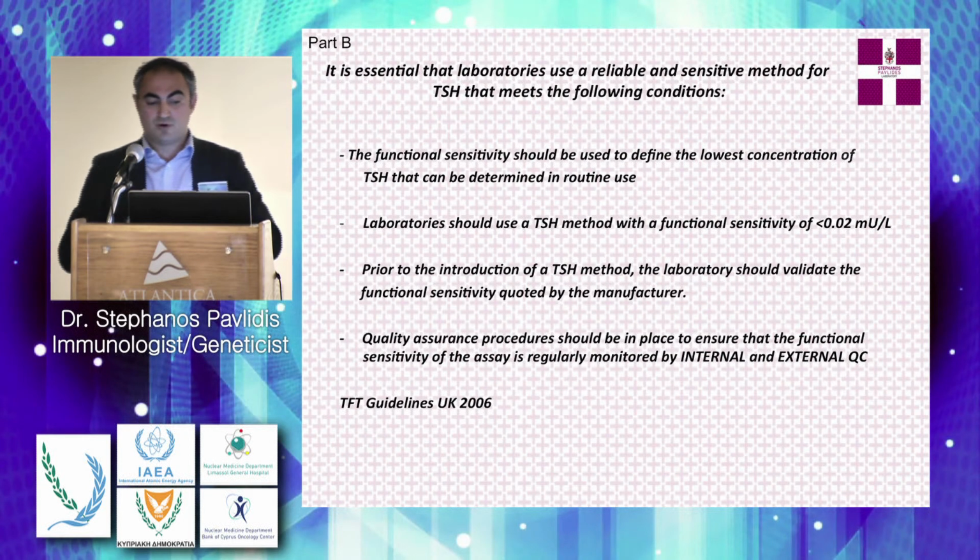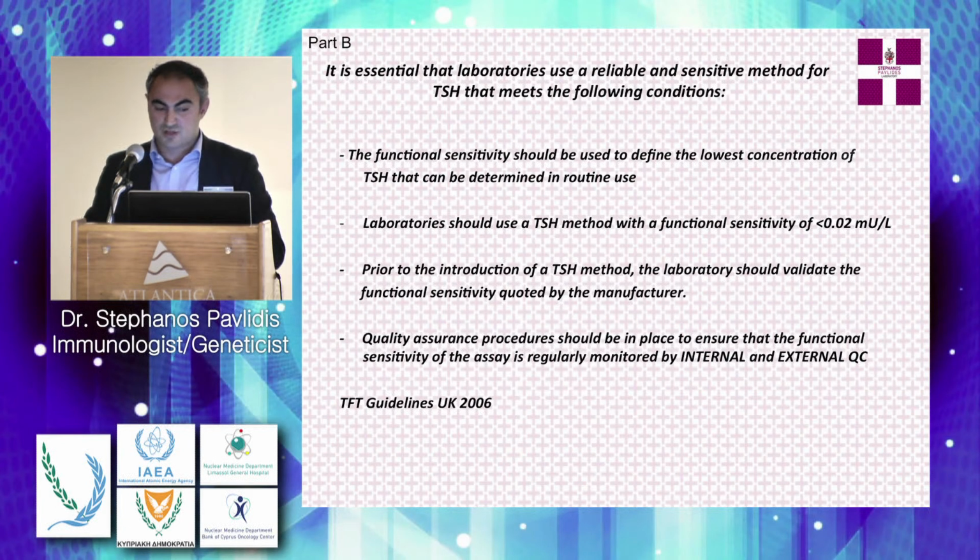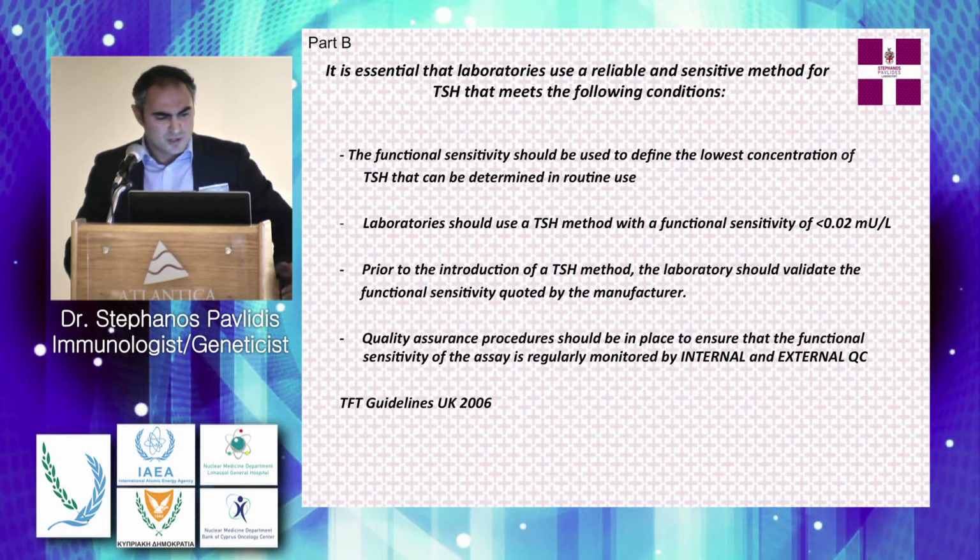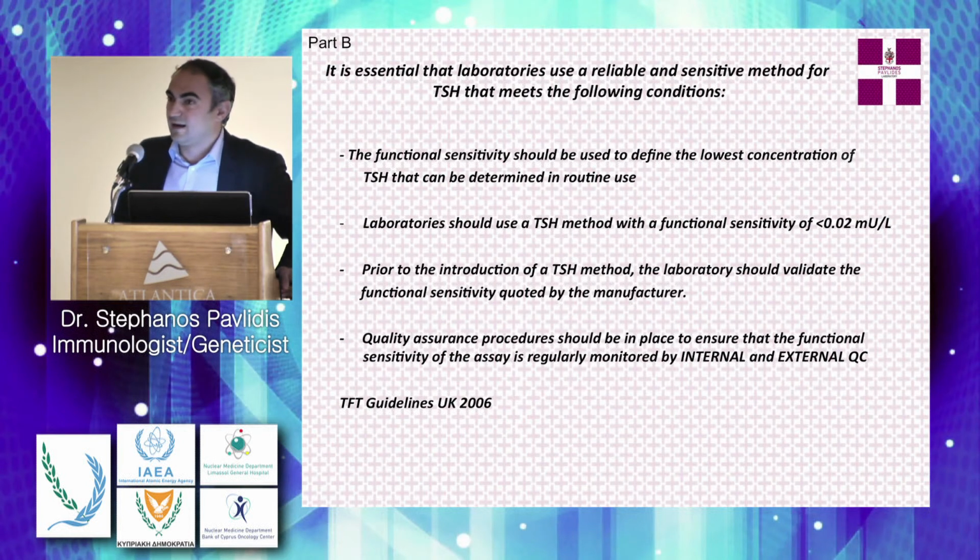It is essential that laboratories use a reliable and sensitive method for TSH that meets the following conditions. This is from the thyroid function test guidelines from the UK, 2006, and I consider them very important for all the laboratories. So the functional sensitivity should be used to define the lowest concentration of TSH that can be determined in routine use. Laboratories should use a TSH method with a functional sensitivity of less than 0.02 milliunits per liter. Prior to the introduction of a TSH method, the laboratory should validate the functional sensitivity quoted by the manufacturer. Quality assurance procedures should be in place to ensure that the functional sensitivity of the assay is regularly monitored by internal and external quality controls.